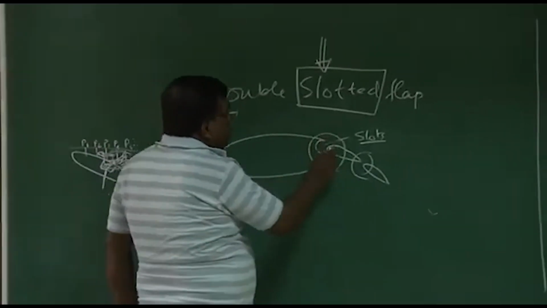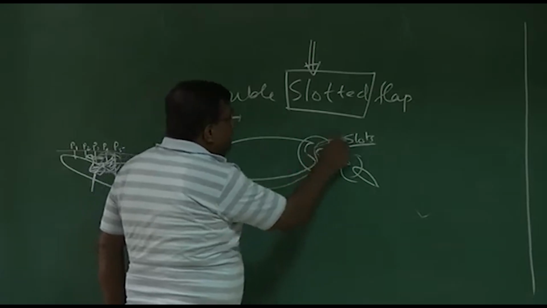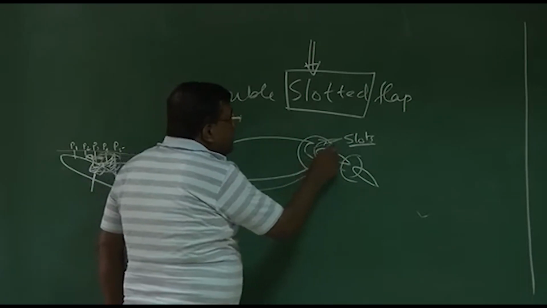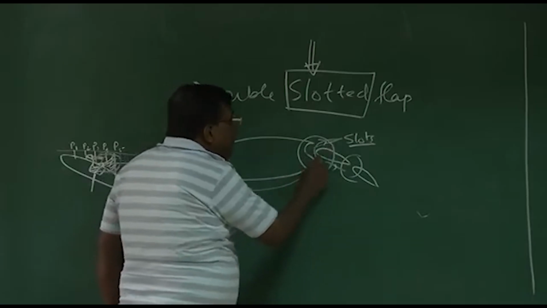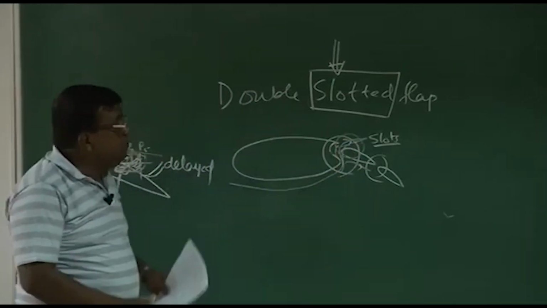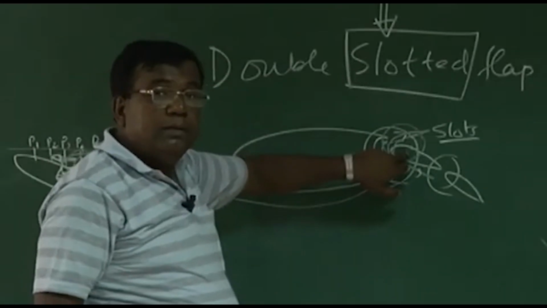Here there is a slot. This slot means if you see the fluid particles, they will come like this, few will go like this, few will go like this. Earlier the separation point was somewhere here, but now these fluid particles will locally energize the fluid particles here. So their separation will be delayed. So this flap will be very effective.